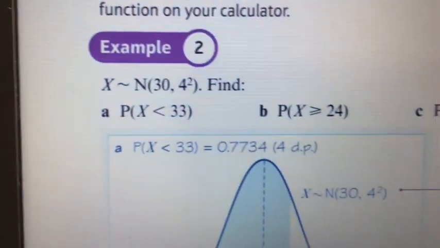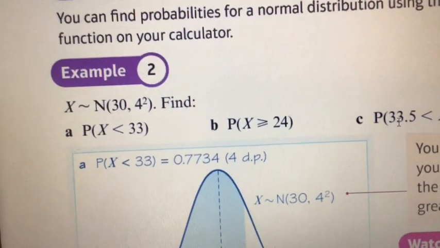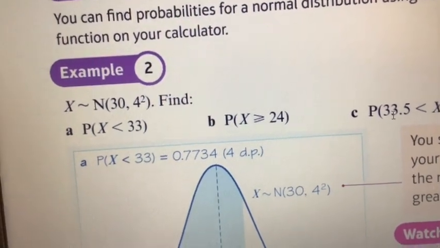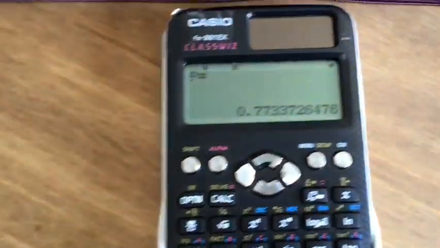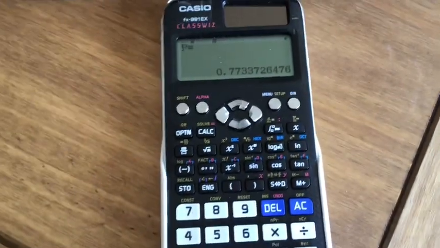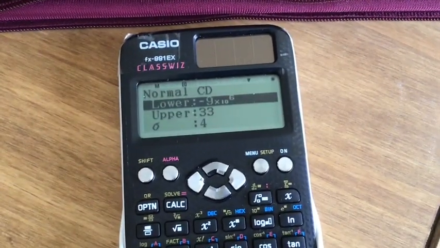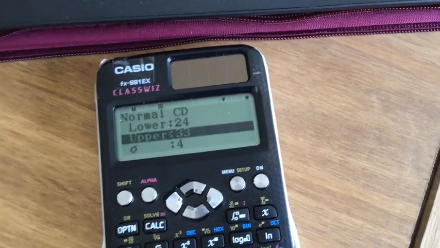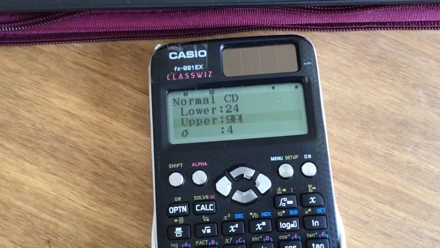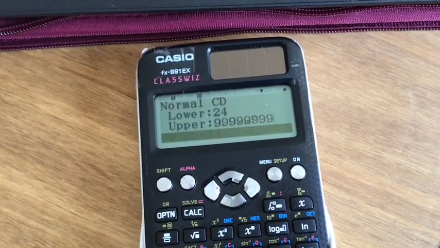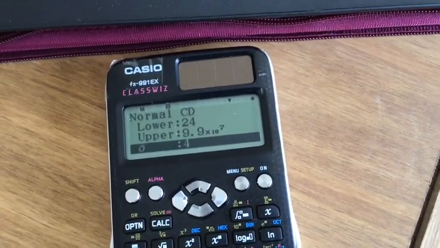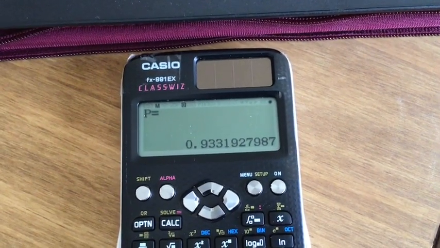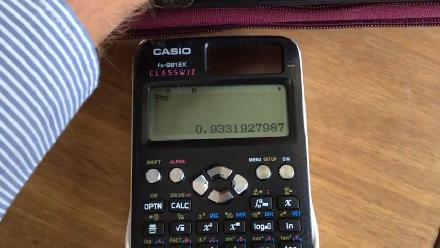Then part B, we wanted the probability that x is greater than or equal to 24. We said that's the same as the probability that x is greater than 24. So press equals to get back to this. Now my lower bound is going to be 24, because I want everything above 24, and I'll go all the way up to infinity, so I'll just put in a load of 9s, so I get a really big number. Same standard deviation, and the same mean, and I get 0.9332.